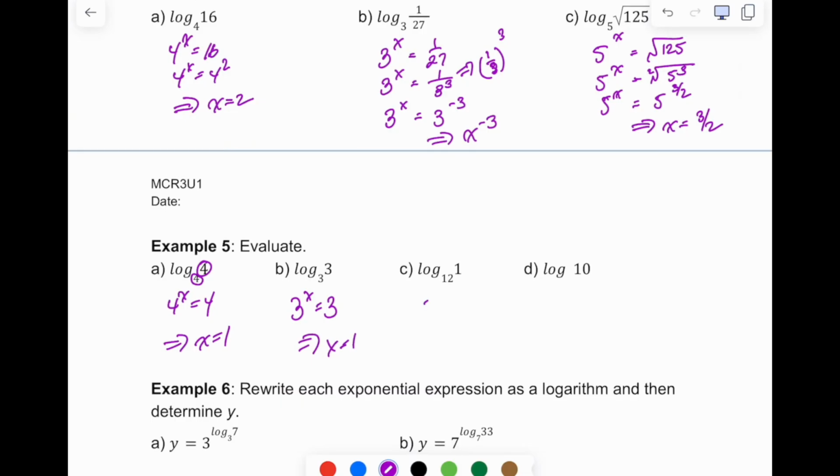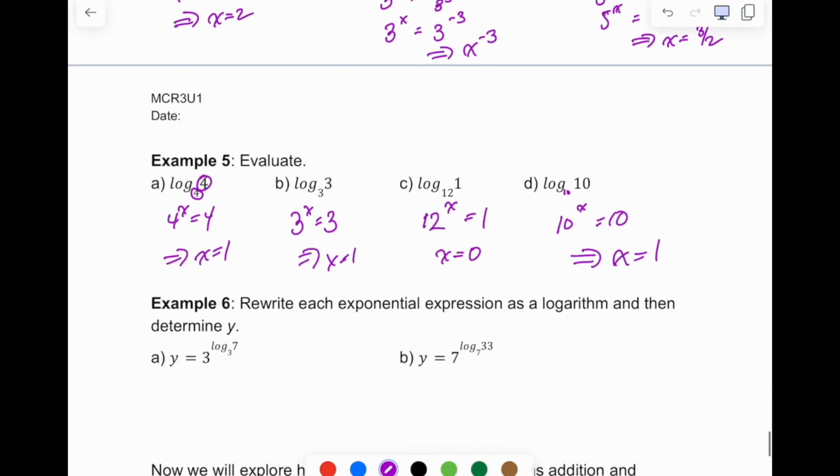Log, so this one, log base 12 to the power of x is equal to 1. So again, anything to the power of 0 is going to give us that answer 1. So in this case, x is going to be 0. In other words, 12 to the power of 0 is going to give us the answer 1. This one, it looks like, oh, what do I do? There's no base. So remember, we don't write the base 10. So this is really 10 to the power of x is equal to 10. So that implies that x is equal to 1.